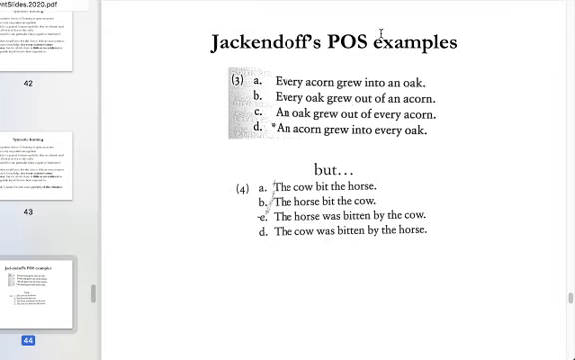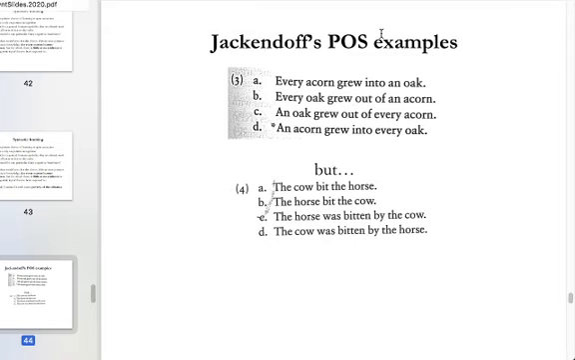Instead, the natural reading that we get from this is where the universal quantifier every scopes over the existential one. So for each acorn, that acorn has some kind of an oak that exists, and it grows into that oak. It can be different oaks for each acorn.